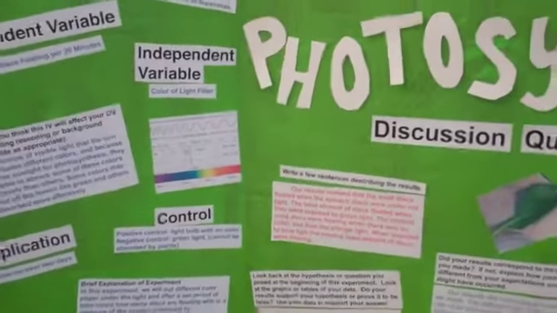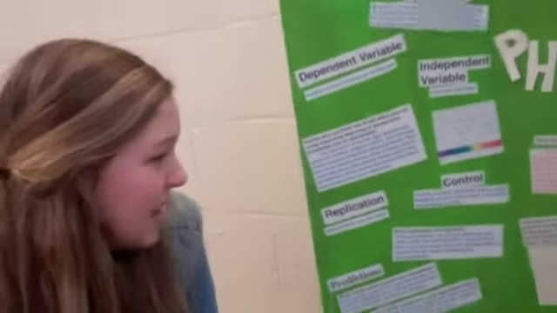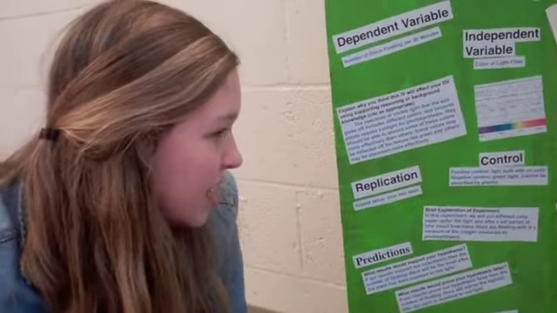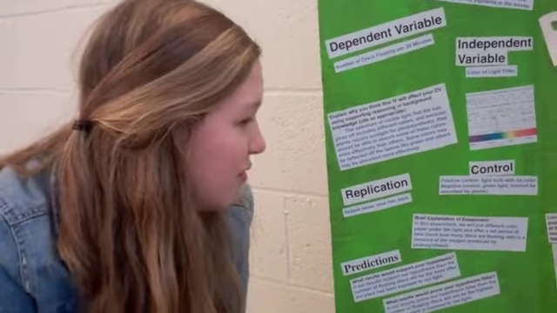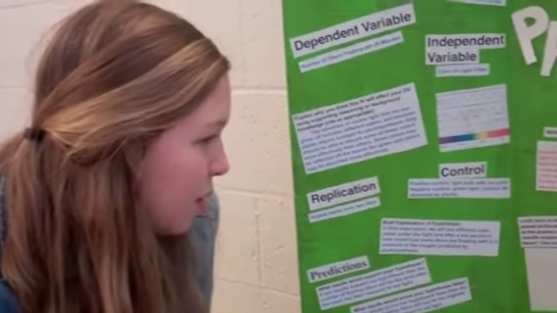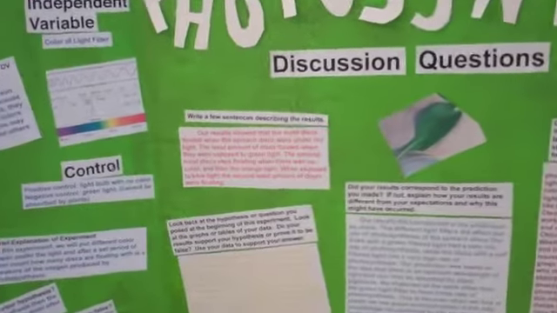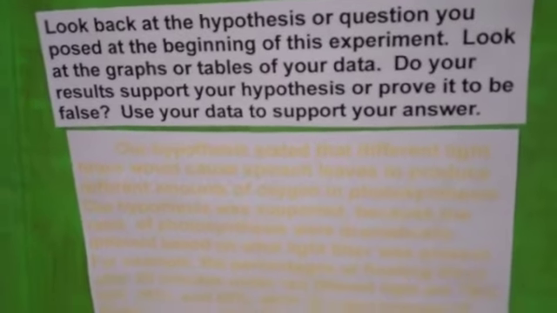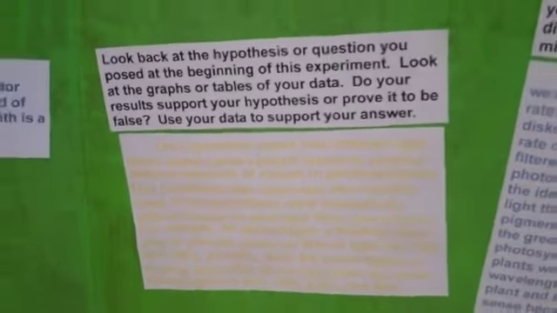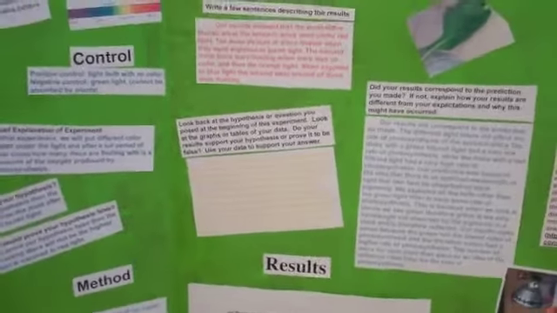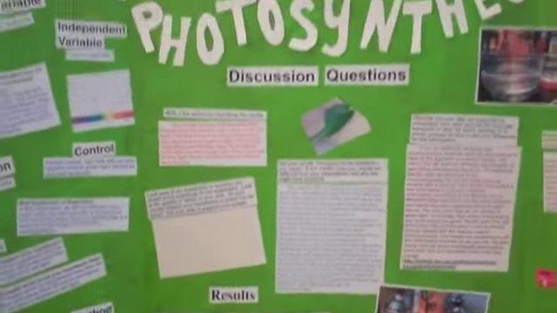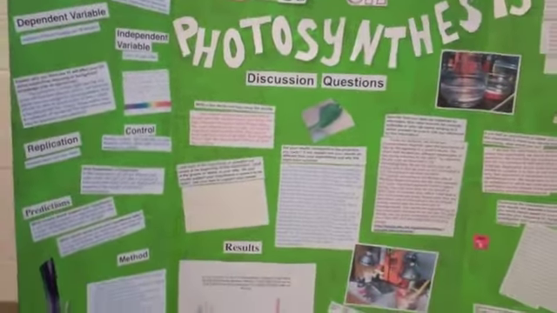Looking back at our hypothesis or question we posed at the beginning of the experiment, our hypothesis stated that different light filters would cause spinach leaves to produce different amounts of oxygen in photosynthesis. Our hypothesis was supported because the rates of photosynthesis were dramatically different based on what light filter was present. For example, the percentages of floating discs after 20 minutes under red filter light was 70%, 60%, 80%, and 60%, while the percentages of floating discs after 20 minutes under the green light were 20%, 10%, 6.6%, and 20%.